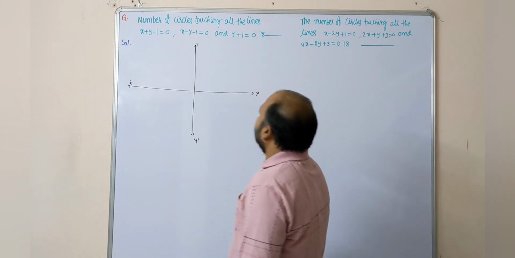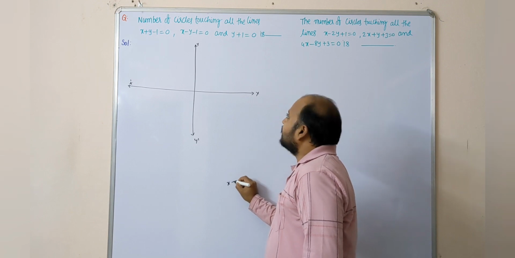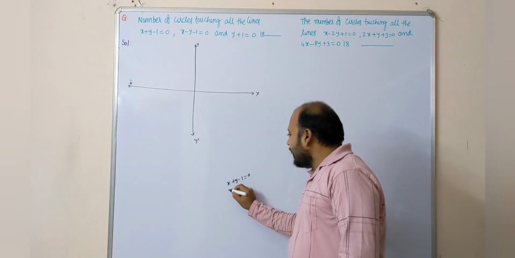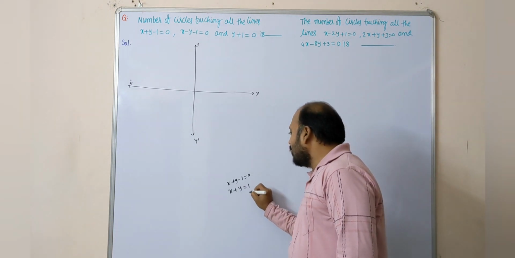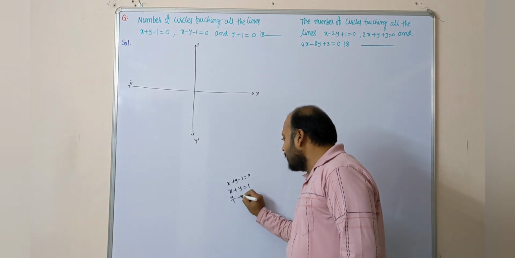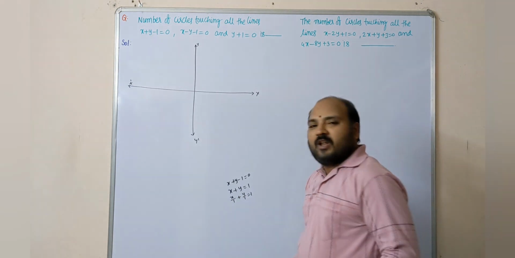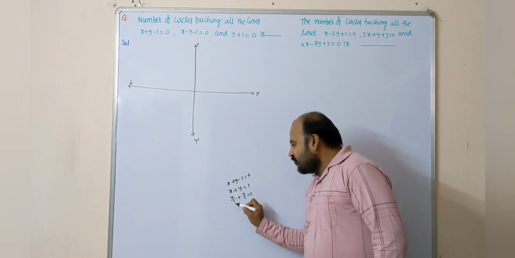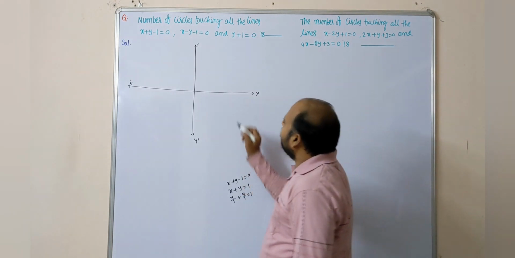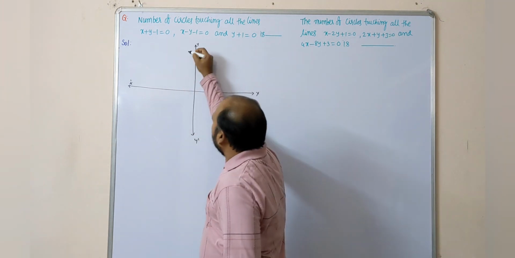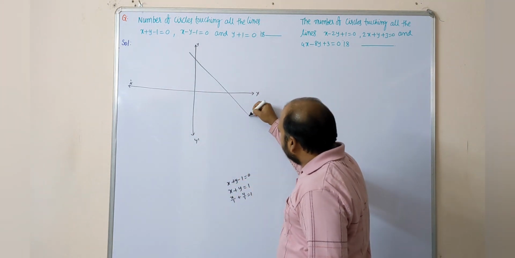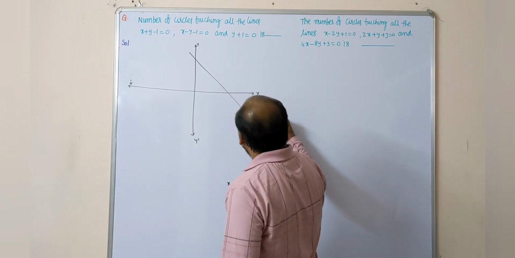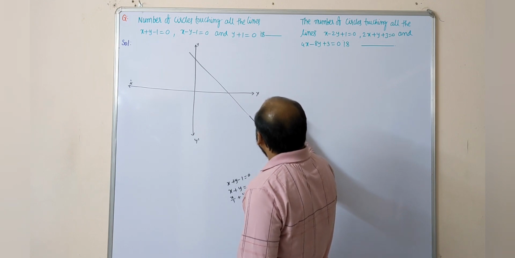First line, here I am writing x plus y minus 1 equal to 0. If you write this equation in the intercept form, x plus y is equal to 1, x by 1 plus y by 1 equal to 1 only, no? That means it is in the form of x by a plus y by b equal to 1. Both are positive, meaning first quadrant. So this line x plus y minus 1 equal to 0 is this one. You extend it like this.